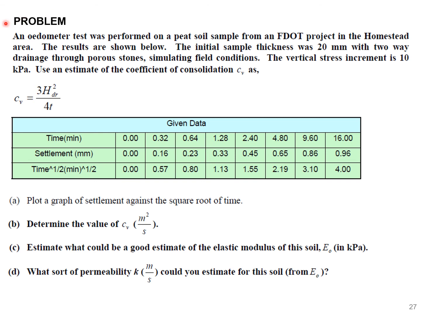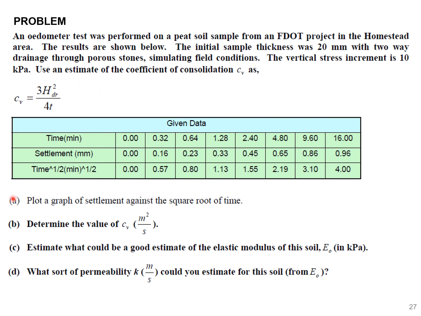An odometer test was performed on a peat, that's highly organic soil, from an FDOT project in the Homestead area. The results are shown below in the table. The initial sample thickness was 20 mm with two-way drainage through porous stones, simulating field conditions. The vertical stress increment is 10 kPa. Use an estimate of the coefficient of consolidation C sub V by using this formula in this particular case.